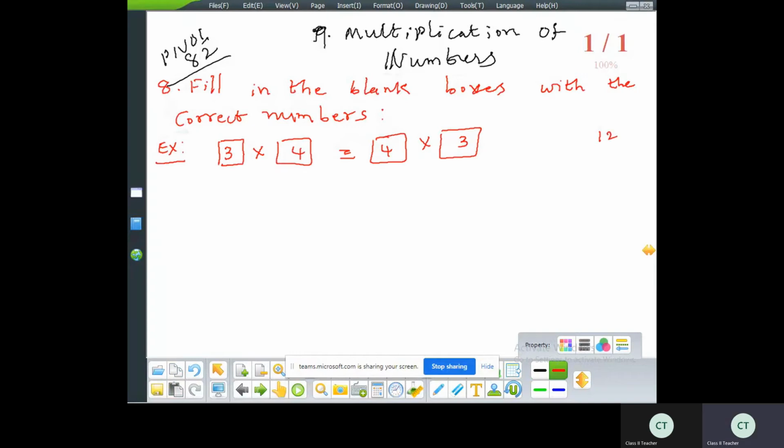From the other side, 4 into 3. 4 1s are 4. 4 2s are 8. 4 3s are 12. Yes, from both sides, we have the same answer. 12, 12. 3 4s are 12. 4 3s are also 12. Both sides, we have the same answer. Then we put the equal sign. 3 4s are 12. 4 3s are 12.